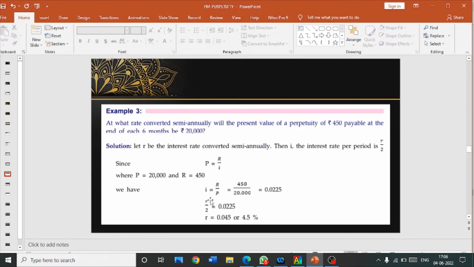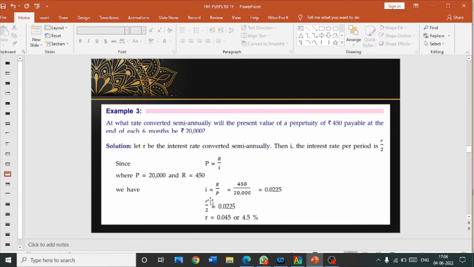Next, at what rate converted semi-annually will the present value of the perpetuity of 450 payable at the end of each 6 months be rupees 20,000?